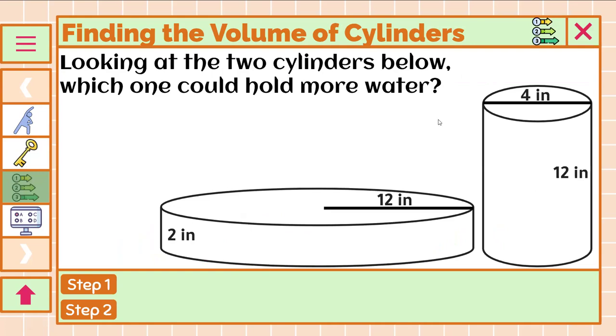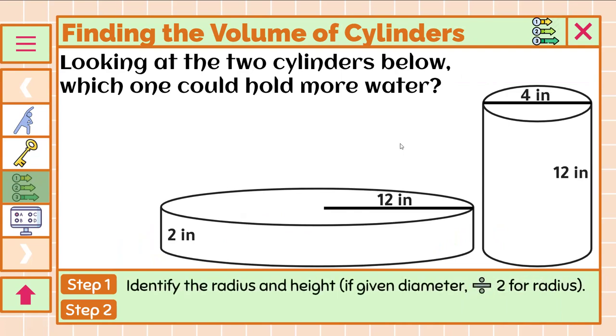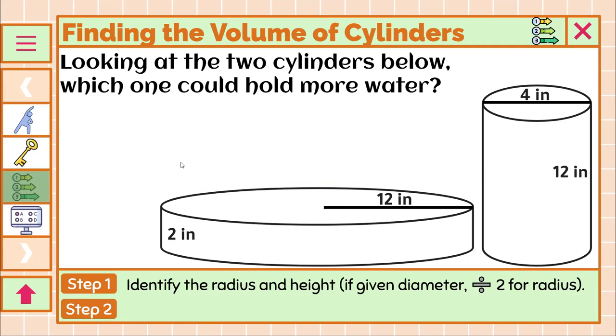It says, looking at the 2 cylinders below, which one could hold more water? So as in a good volume question, how much can a cylinder hold? Well, step 1, we need to identify the radius and height. And if they give us a diameter, we do need to remember to divide by 2 because we want the radius. So what is in color coding here?